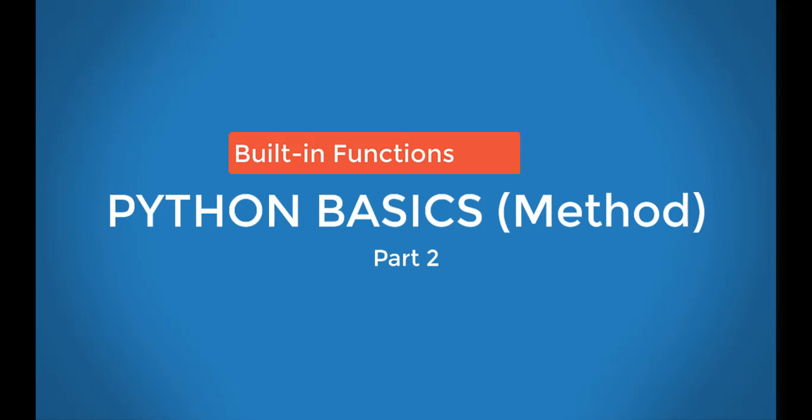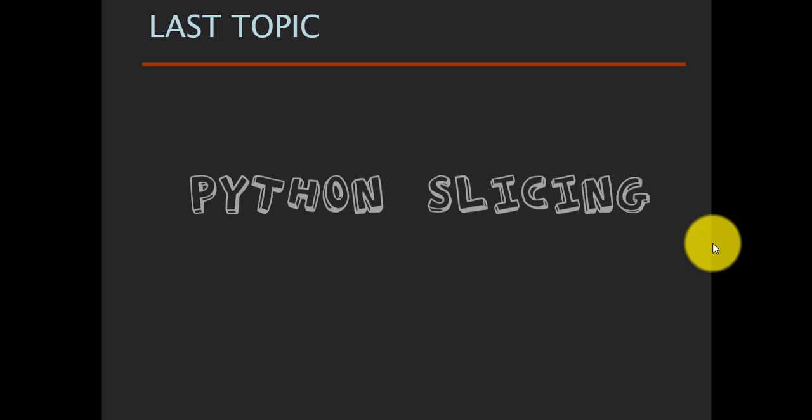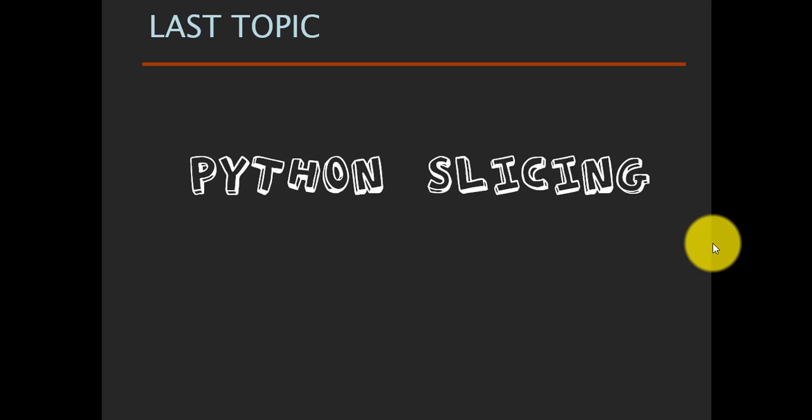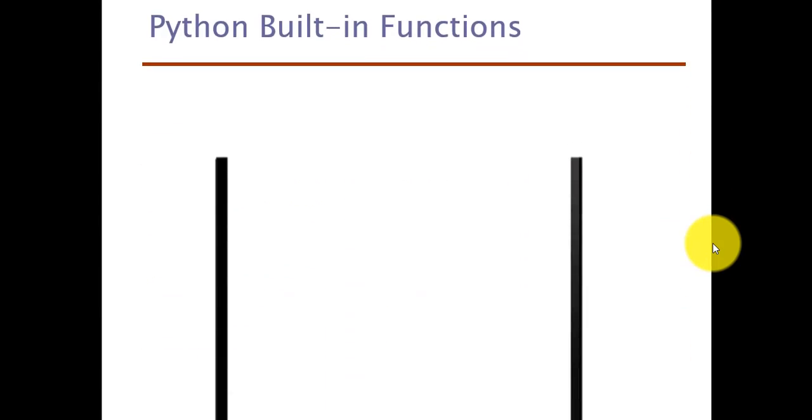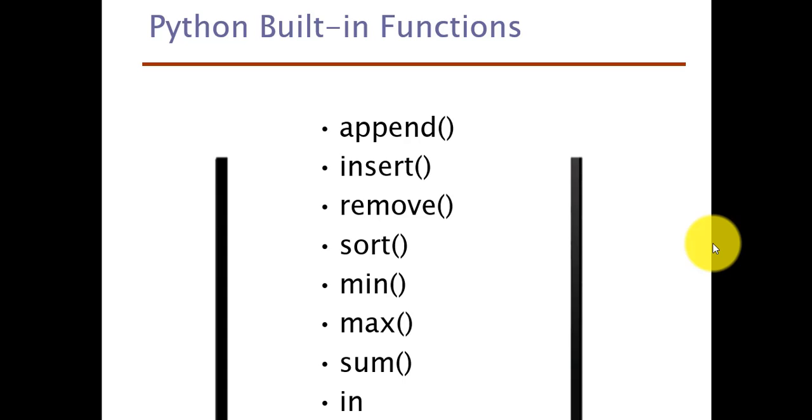Last video I discussed Python slicing and the built-in functions in the list. There were also some topics that I added, which focused on the other functions that we can use in the list. Example, the methods that we applied are append, insert, remove, sort, min, max, sum, and in. Okay, so these were the topics that I discussed in the last video.